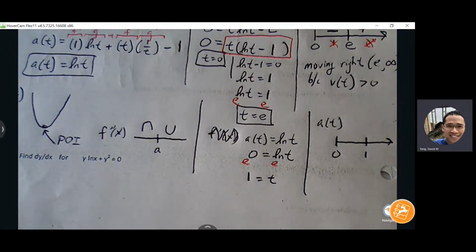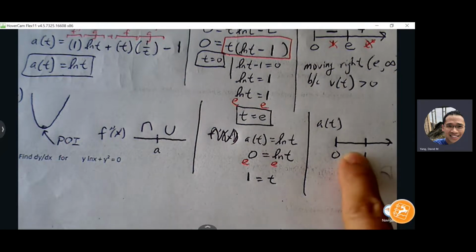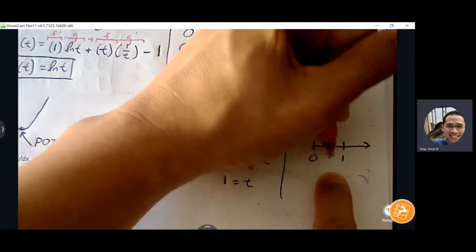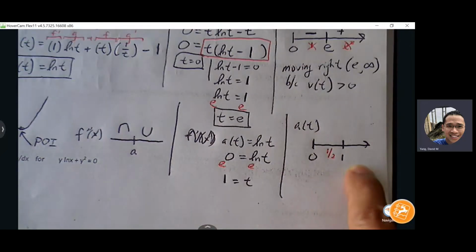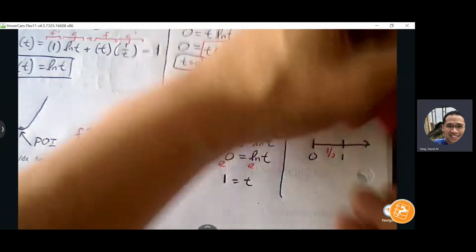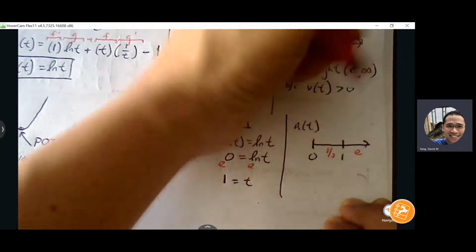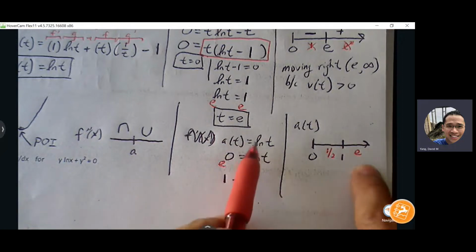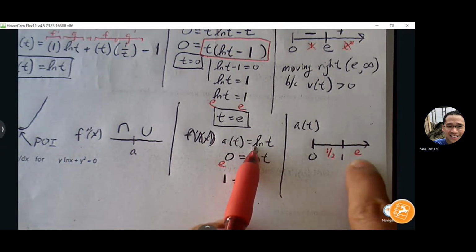We want to test our intervals against the second derivative function, or against the acceleration function. What can I choose between 0 and 1? 1 half. And then to the right of 1, I can choose 2, but maybe what could be easier? E, right? But 2 is fine. We can still get to where we want to get to. But anytime I can take advantage of e, especially with natural log, I know things will work out easy.